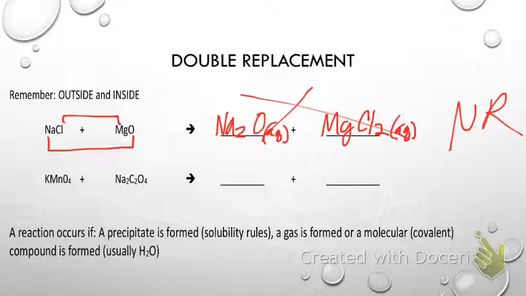Next one, potassium permanganate plus sodium oxalate. Outside, inside. Which do we want to do first this time? Inside. Okay, so I have sodium and I have permanganate. How would I write that when I put them together? Right? Just all 1 and 1 because they're both a +1 and a -1. And how would I write potassium oxalate?